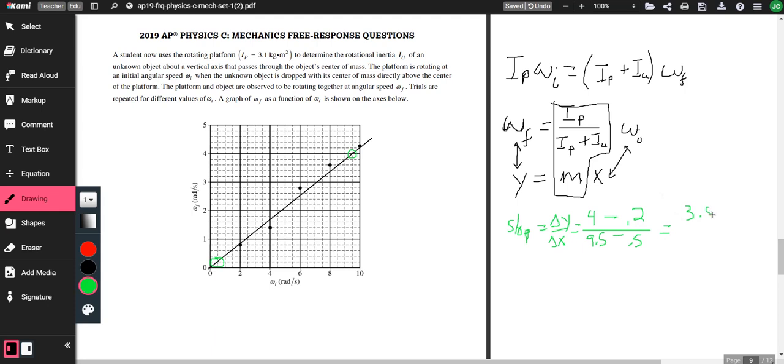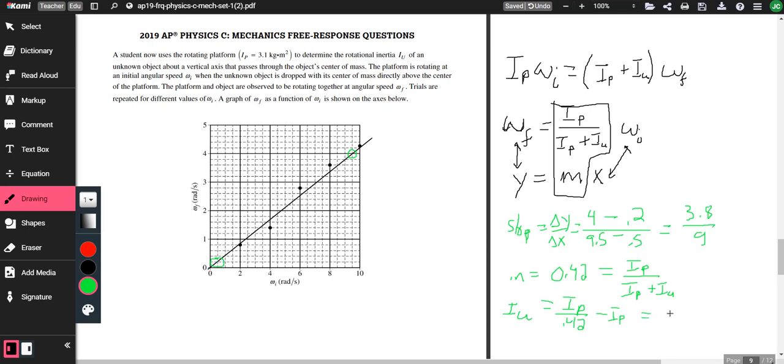So this is 3.8 divided by 9. Plugging that in, 3.8 divided by 9 will end up getting me a slope equal to 0.42. And like I said, I'm going to set this equal to this ratio, IP divided by IP plus IU. Cross multiply basically means that IU is going to be equal to IP divided by this slope 0.42 minus IP.